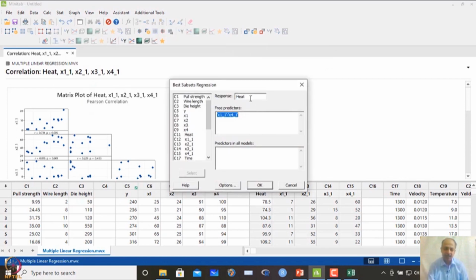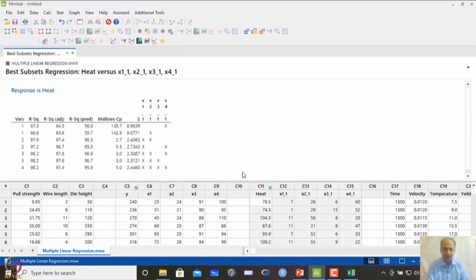So, I gave heat as the response, and x1 to x4 are the variables I want to include in the model, which are free predictors over here. If you want some predictor to always be in the model, you can put, for example, x1 in the predictors in all models. I am not doing that, so every variable is free. So, show me all combinations and the best combinations. I click OK over here.